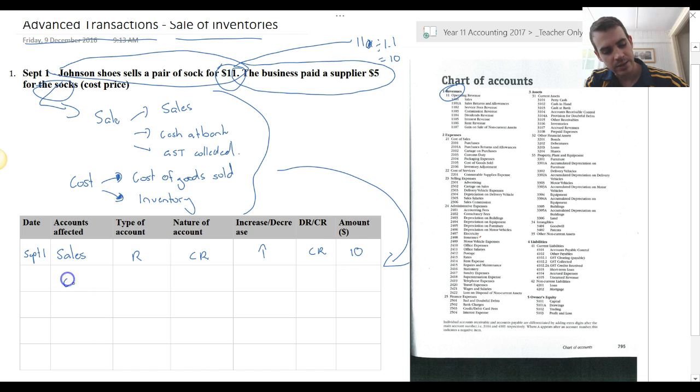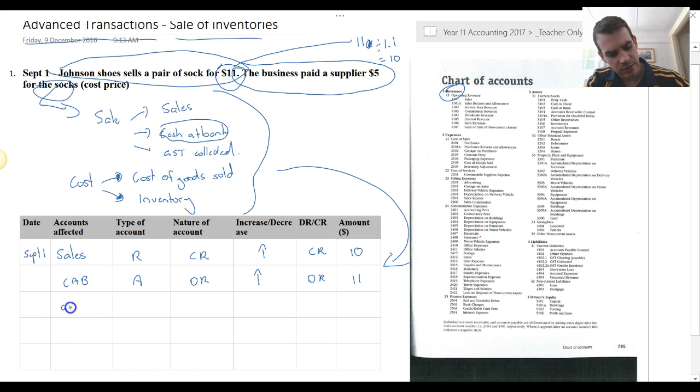The next account is our CAB, or our cash at bank account. Our cash at bank is an asset by nature. Asset accounts are debits. Our cash at bank's gone up. It's going to stay a debit for the full amount that we received, which was $11.